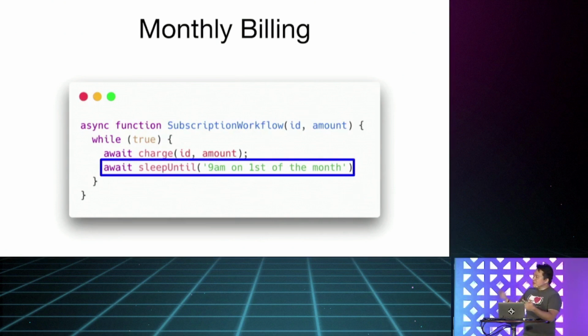So implementing a monthly billing workflow, this is the teaser that I had at the start of the presentation. If you were just to do a monthly subscription workflow, this is pretty much all you have to do. You just have an infinite loop, charge a card, and then wait until the next period to charge again. There's separate APIs to cancel your subscription, in case you were worried about that, of course.